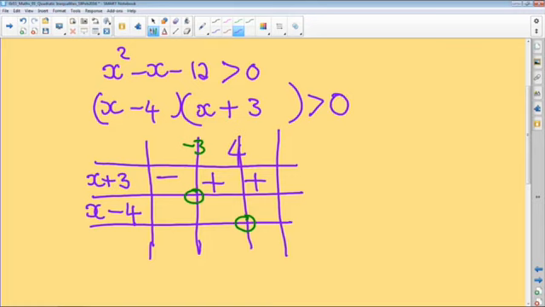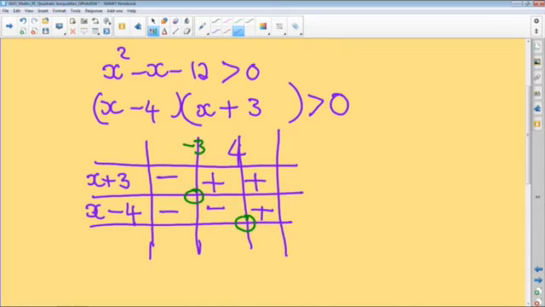And then with this one, you will have a plus, because if I put a 5 here, 5 minus 4 gives you a plus 1. And then below the 0, it will be negative. You check with me, wherever you're watching, whether it's school or at home. Between minus 3 and 4, take a 1, then 1 minus 4 is a negative. Minus 5 minus 4 gives us a negative.